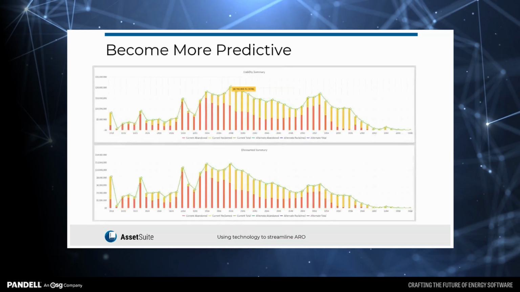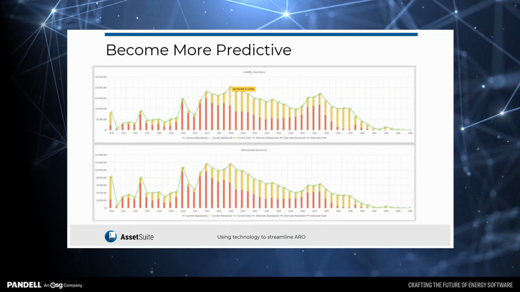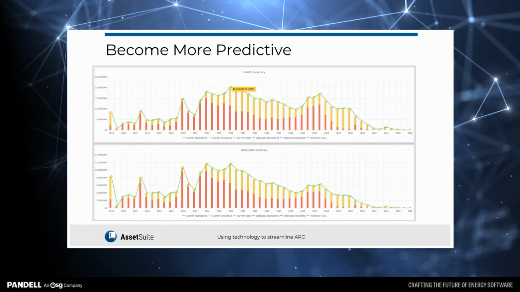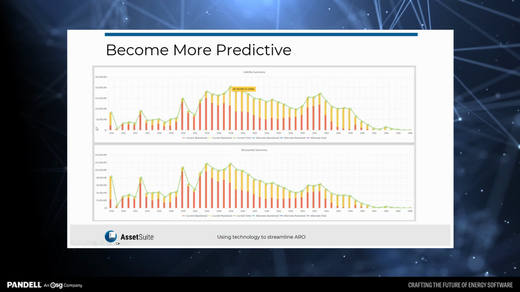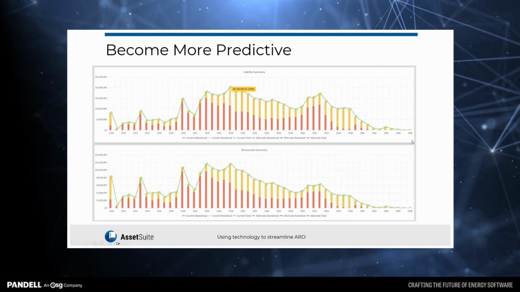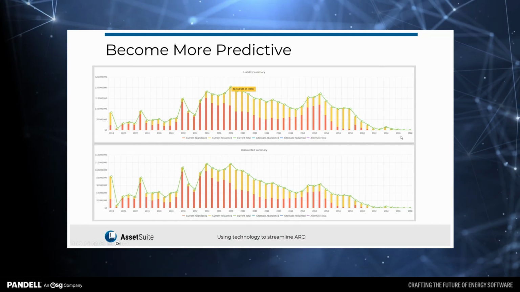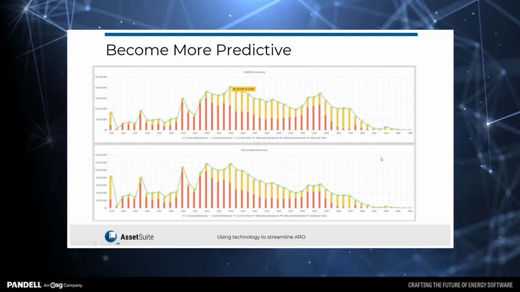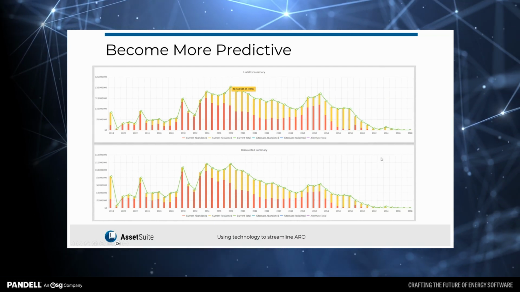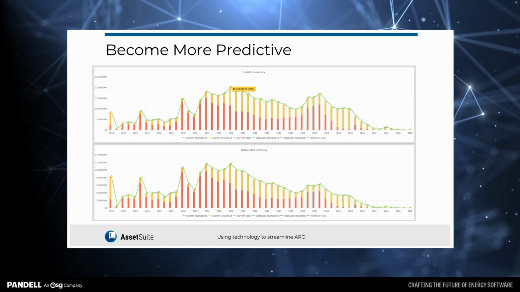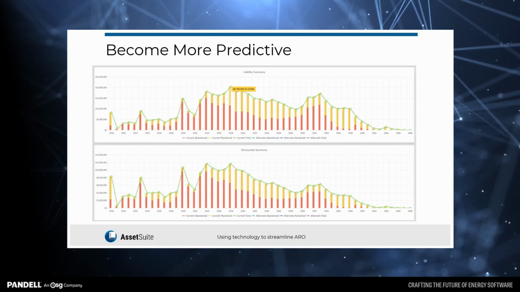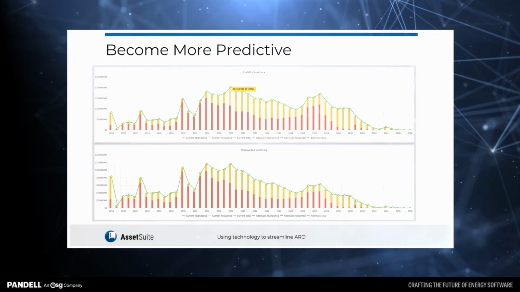So let's just look at becoming more predictive. Here's a quick graph that schedules out your abandonment and reclamation costs over a number of years. We go from 2018 here all the way to 2068, for instance, and then you know exactly what costs are coming up. You can become more predictive. This is going to help drive that minimum spend requirement as well at the end of the day.